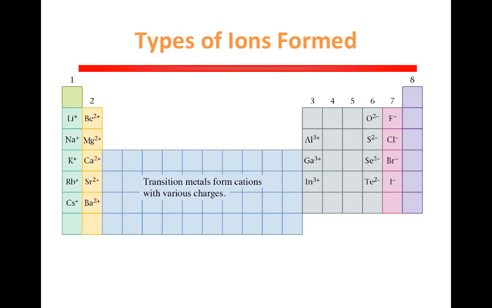Types of ions formed, as you can see here, here's a trend. Alright, so let's go ahead and do this real quick. This column makes a +1 charge. This column makes a +2 charge. This column over here makes a +3 charge. This we're going to skip. This we're going to skip. This makes a -2 charge. And this one right here makes a -1 charge.